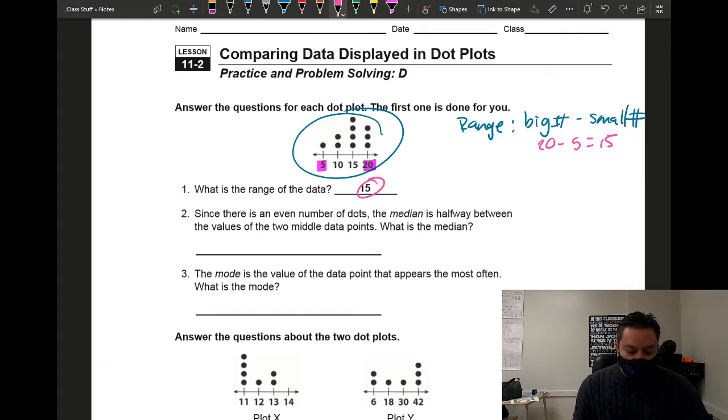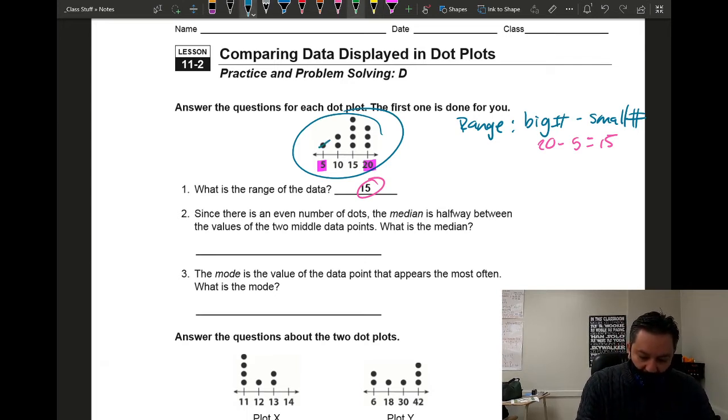Number two, it says, since there are an even number of dots, the median is halfway between the values of the two middle data points. What is the median? And this is what I talked about in the previous video. Whenever you start deleting items from left and right, and at the end you're left with two dots, you're gonna have to find the average of that. So let's go ahead and find that out.